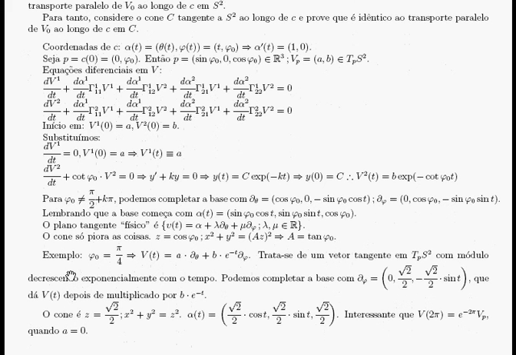Example: if phi0 is π/4, then our V of t here is V1, A dθ, plus B e to the power of tangent of π/4 minus 1 minus t dφ. It's a tangent vector in T_P S2 whose modulus is decreasing exponentially with time. We can complete the basis with dφ equal to 0, square root of 2 minus square root of 2 sin t. This multiplied by B e to the minus t is equal to V of t.